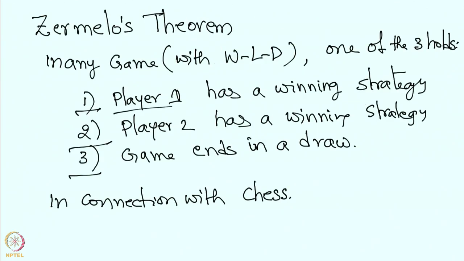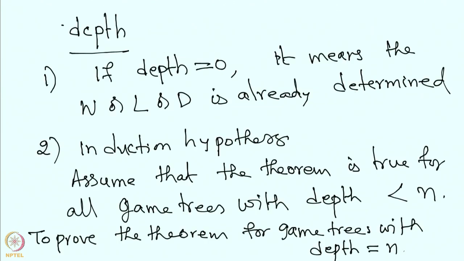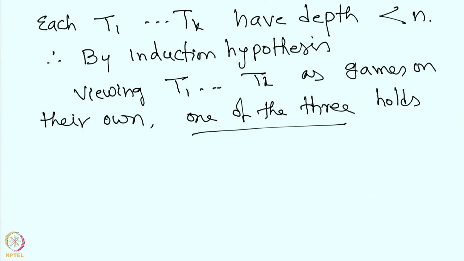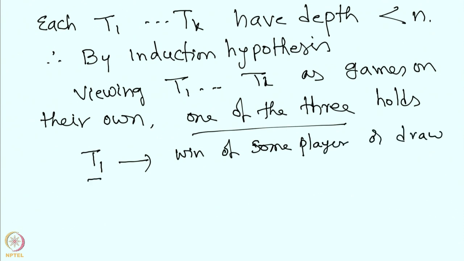Either player 1 has a winning strategy, or player 2 has a winning strategy, or the game ends in a draw. One of these three holds. So it is possible that T1 may be a win of some player or a draw. T2 is the same, and like this TK, the same thing happens. So whatever it is, in T1 we know that one of the players is winning, or T2 is there.